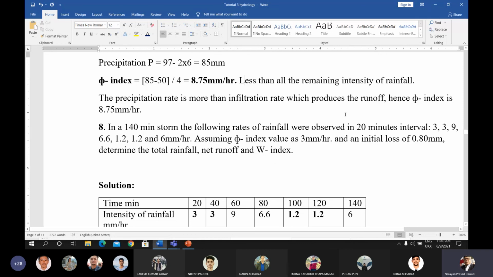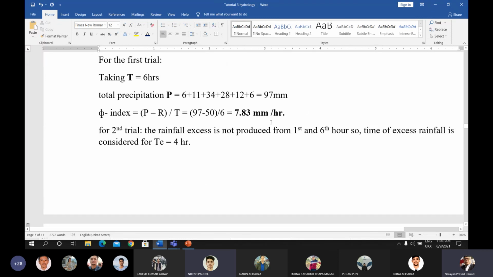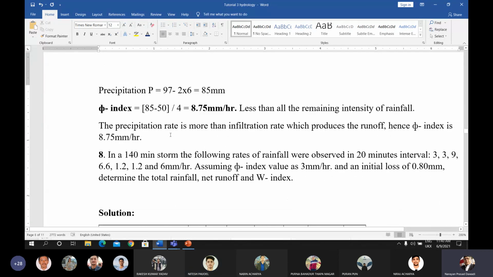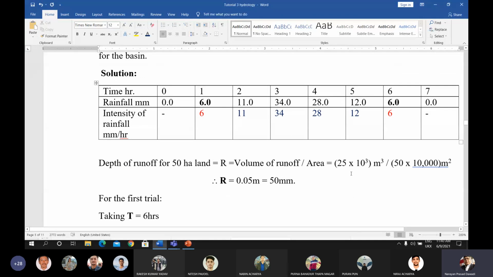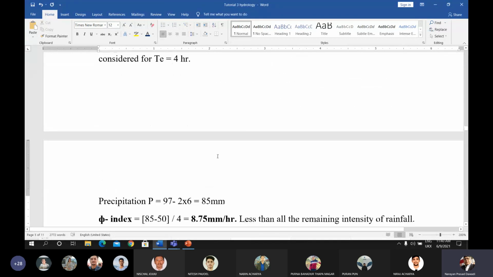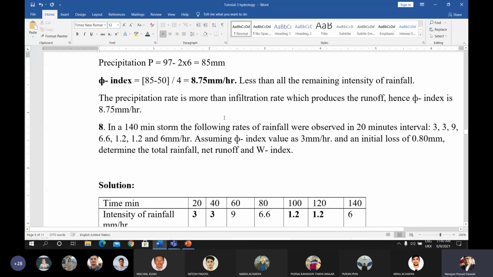You all understand this? Sir, you can find that the first trial value is not the phi index. The second trial is the phi index, because this value is less than the remaining 11, 34, 28, and 12 mm per hour. So this is the phi index of this area.